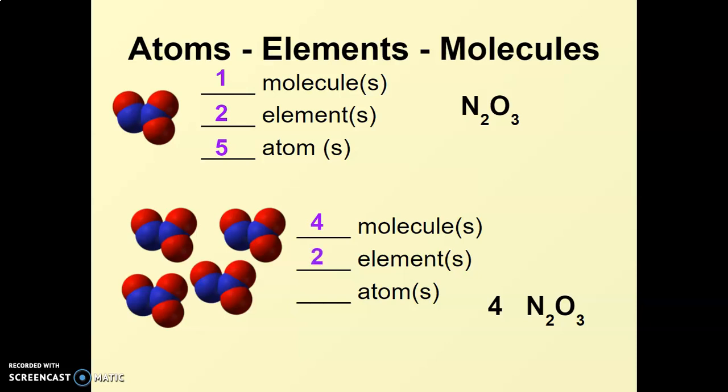Now there's still 2 different kinds of elements. We're not changing that. We're still only dealing with nitrogen and oxygen, but the number of atoms is going to change because now there's 4 molecules instead of 1. So the number of atoms is also going to be 4 times as much. So now it's going to be 20 atoms because there's 4 molecules which all have 5 atoms in each of them. Now this shouldn't be new information, but this will be very useful for determining the number of moles that we have and the mass of something.